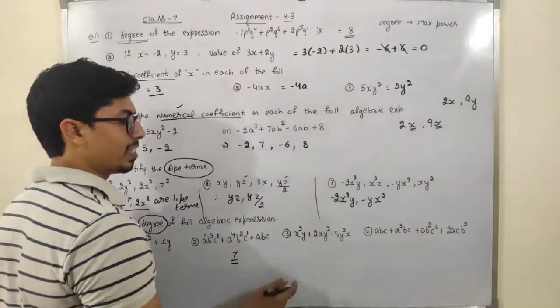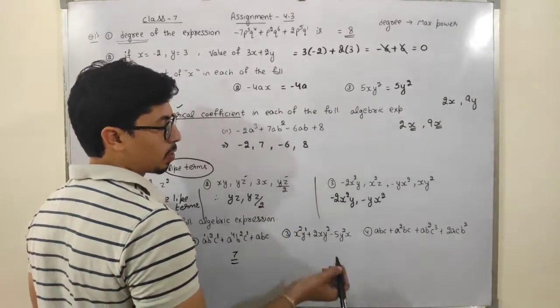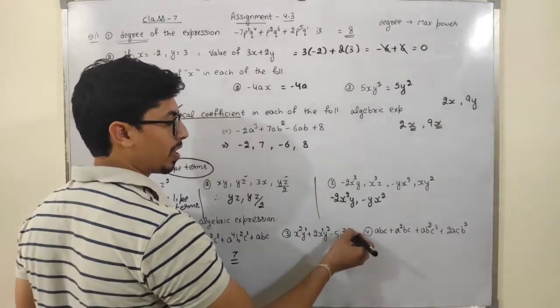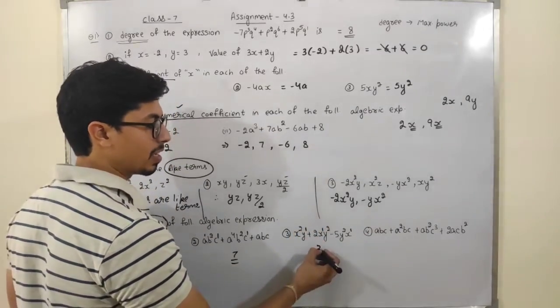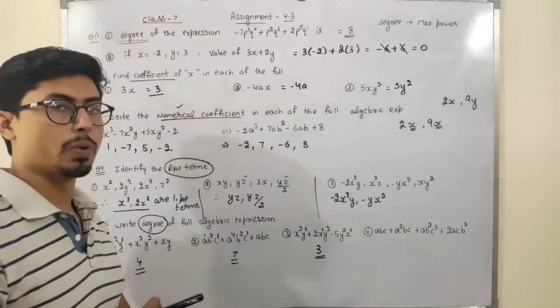Okay. Now students, in this 2 and 1 is here because nothing is here. I can write 1. 2 plus 1, 3. Yes, the degree is 3 now.